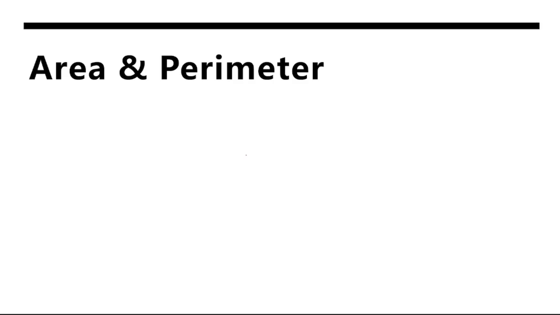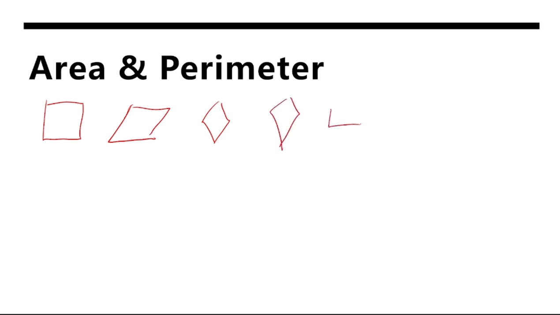And now area and perimeter. So some common shapes you need to know. For example, square. And in quadrilateral, we have parallelogram, rhombus, kite, rectangle. And triangles. Triangles are just triangles. And circle. And this is also a quadrilateral, trapezium.